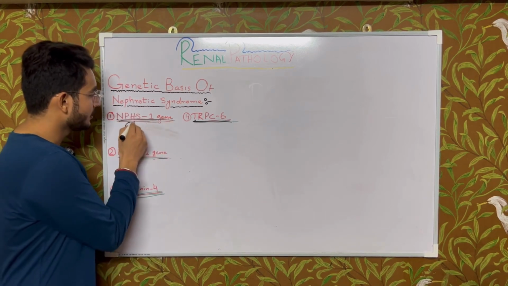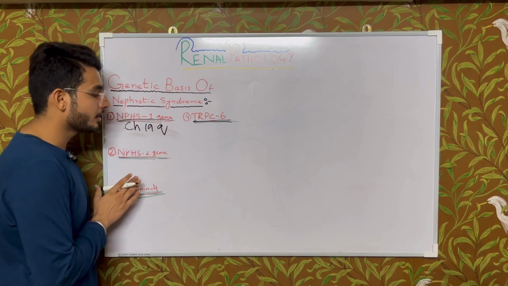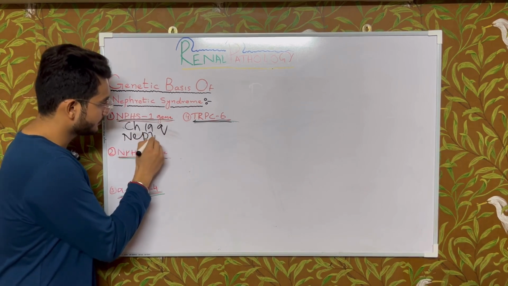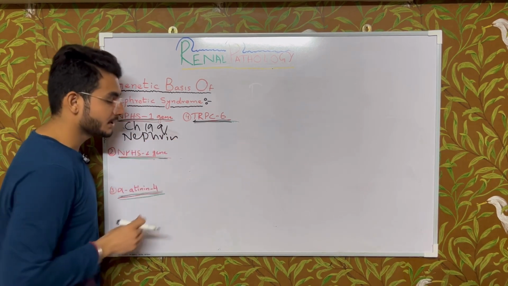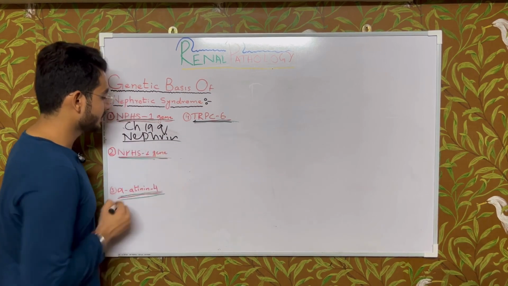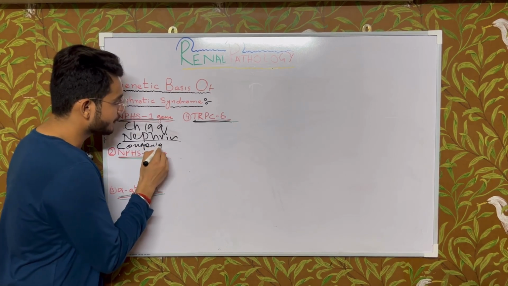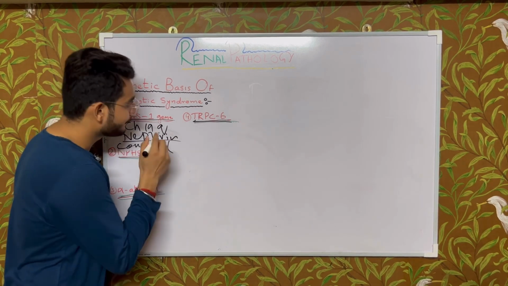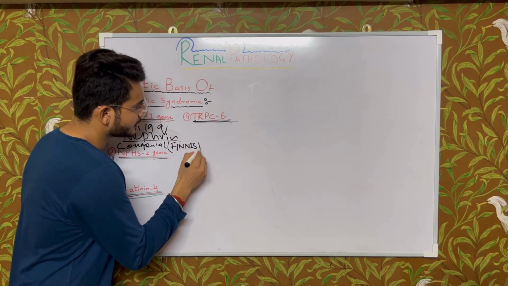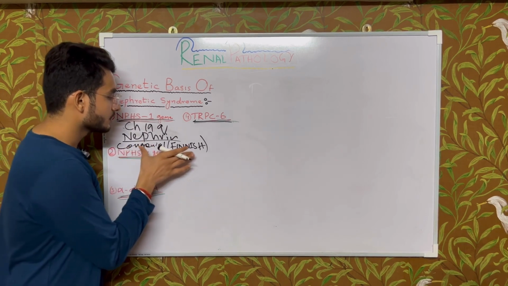It is located on chromosome number 19 at its long arm. What is it responsible for? It is responsible for the production of protein named nephrin. Due to the mutation of this gene, the protein which is produced is also defective, leading to the condition known as congenital nephrotic syndrome. Of what type? Of Finnish type.